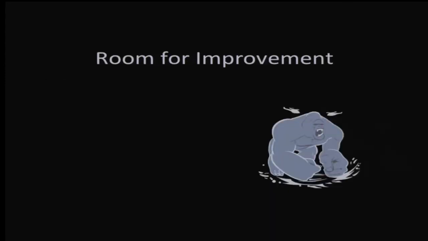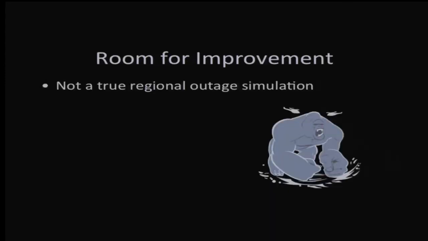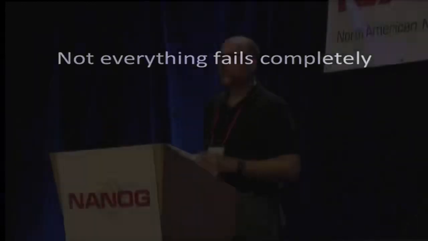So there's still room for improvement, very similar to the Chaos Gorilla exercise. It's not a true regional outage where things go down hard. So we're still doing staged migrations, and we're not doing what we think of as a split brain, where we really cut off the connection between the two regions in terms of Cassandra replication and the Zuul misroutes, so that's still work for us to do there. So not everything fails completely.